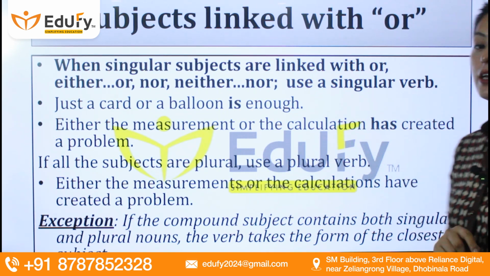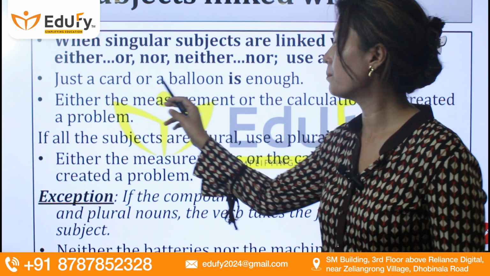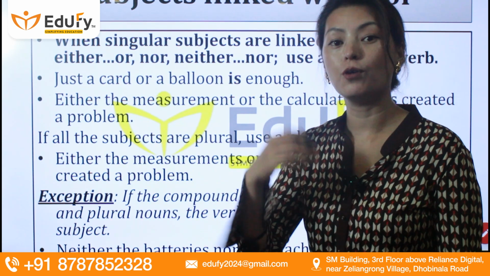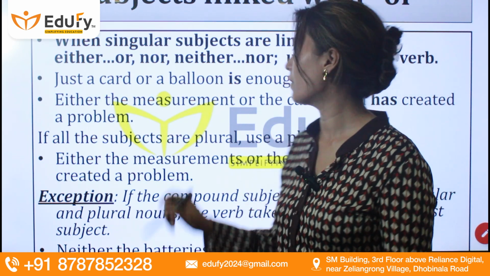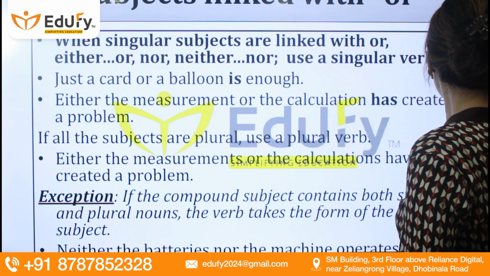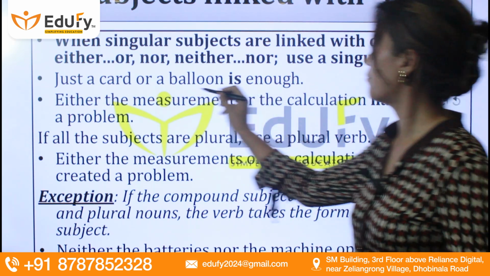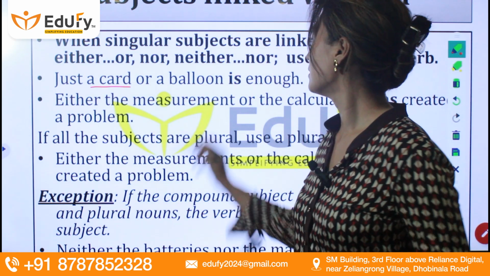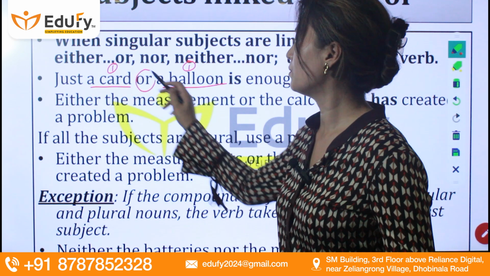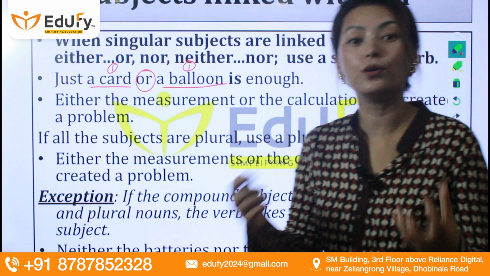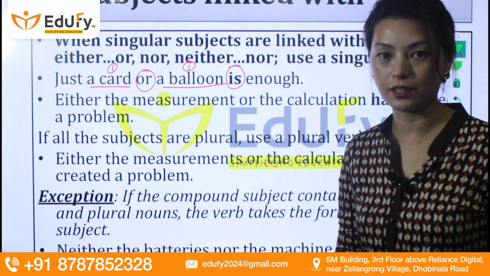Whenever I say use singular verb, that means if both the subjects are joined by the word or, giving you options, and both of the subjects are singular, then you will write the verb as singular. Just a card or a balloon is enough. A card is singular, balloon is also singular. Two subjects joined by the word or. But since both of them are singular, your verb will also be singular.